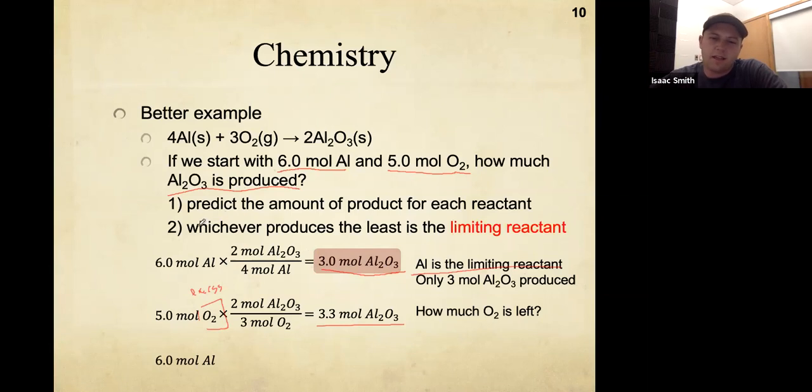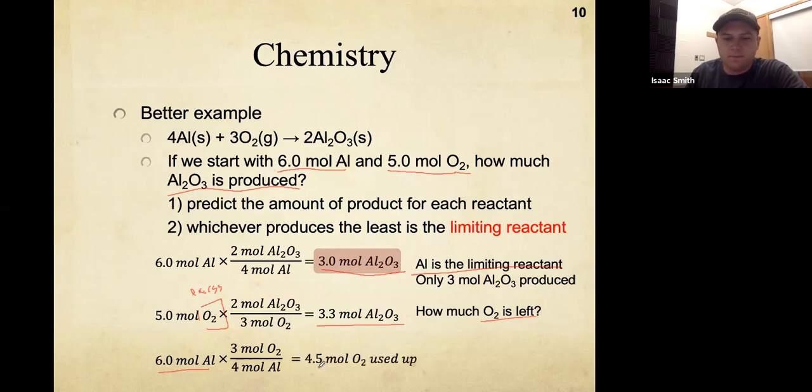Okay, so then to say, let's see, how much oxygen is left over? Sometimes the questions might ask how much oxygen is left over? We've done problems like this, we know that aluminum is our limiting reagent. So if we start with aluminum and ask how much oxygen is required to consume 6 moles of aluminum, it tells us that it uses 4.5 moles of oxygen. Okay, using 6 moles of aluminum uses 4.5 moles of oxygen.